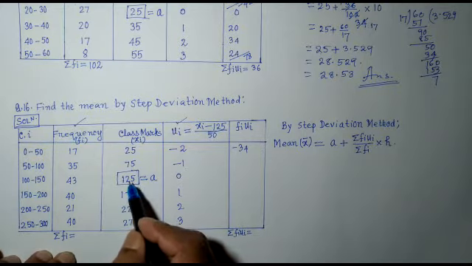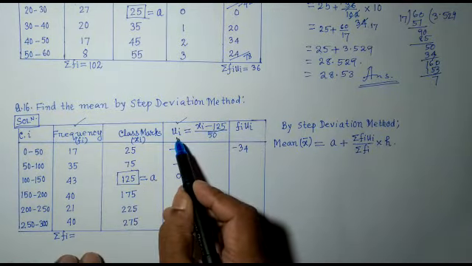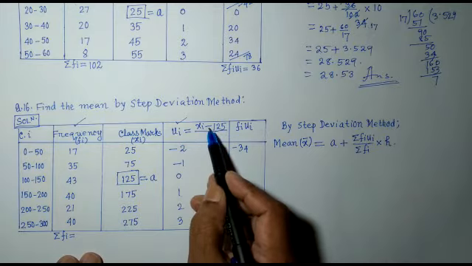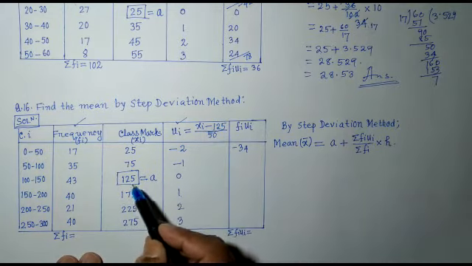And now we have to find Ui. The formula for Ui is Xi minus A. We have taken A as 125.